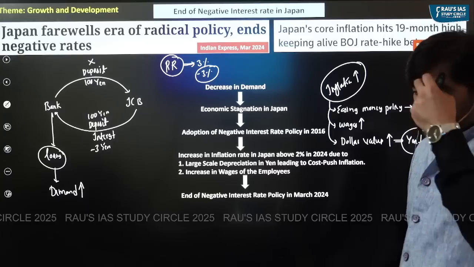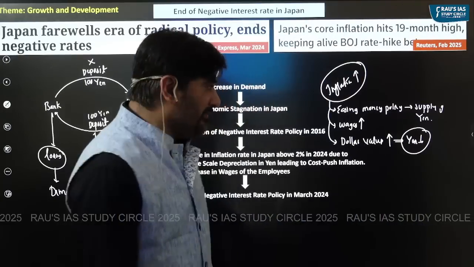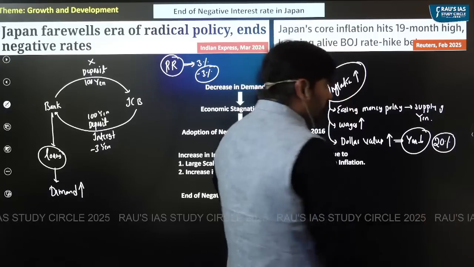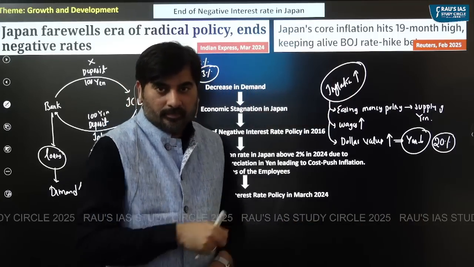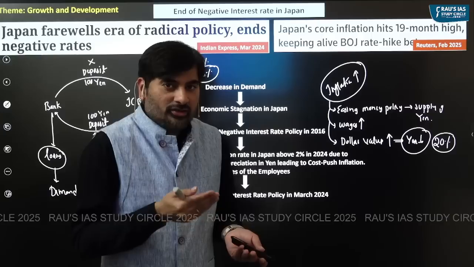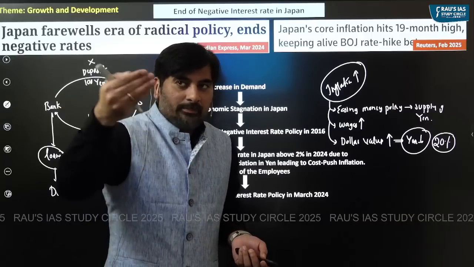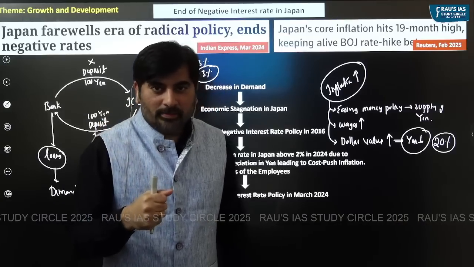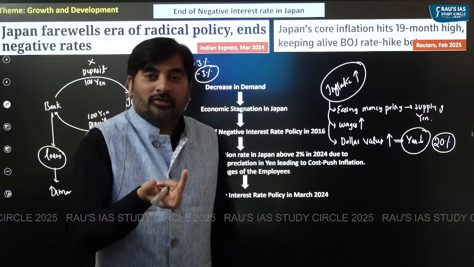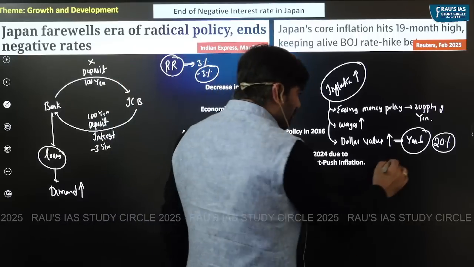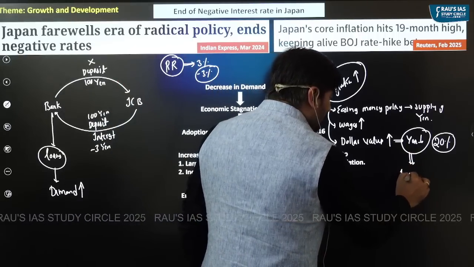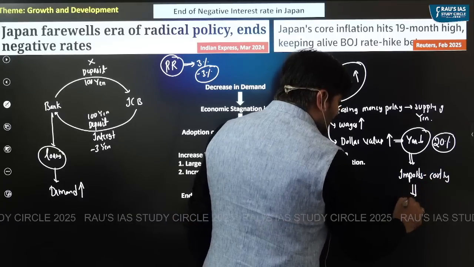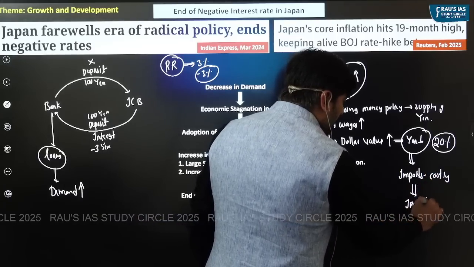In fact, it is said that in the last 1.5 years, the Japanese yen has depreciated by almost 20%. Now, because of the depreciation of the Japanese yen, think: if Japan is importing something from other countries, and its currency has undergone depreciation, what will happen to imports in Japan? Imports into Japan will become more costly, and this will further lead to inflation.